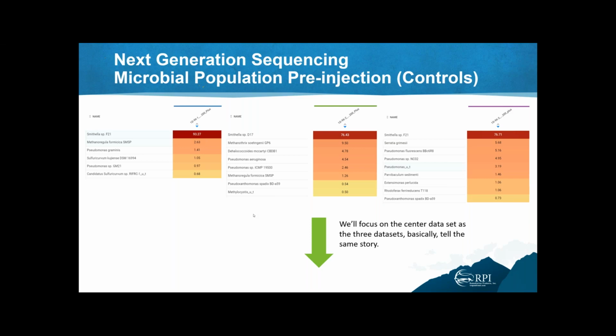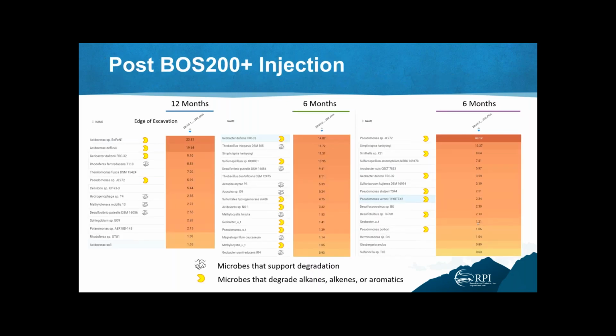Okay. Here's just a simple one. Can you just briefly describe the difference between BOS 200 and 200 plus?